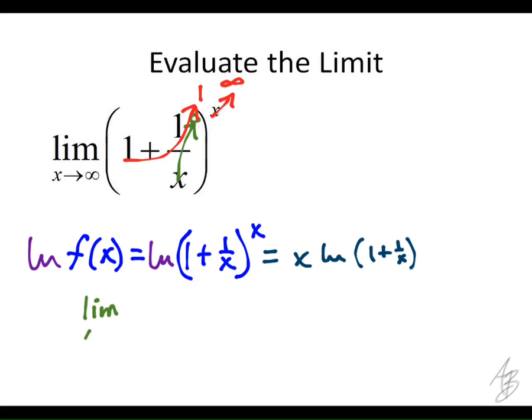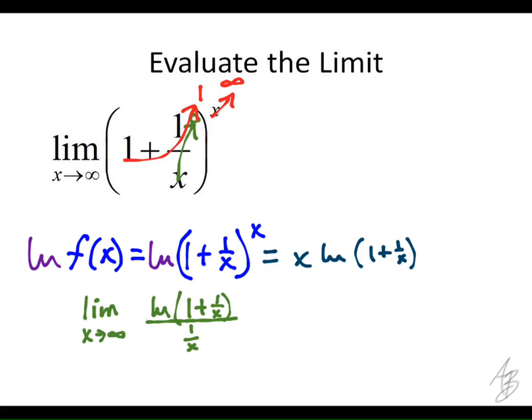Now, if we take the limit of that as x approaches infinity, then we have x approaching infinity, and this part here is going to approach the natural log of 1, which is 0. So we have infinity times 0. We'll rewrite that as the natural log of 1 plus 1 over x, over 1 over x, so that we end up with the indeterminate form 0 over 0.